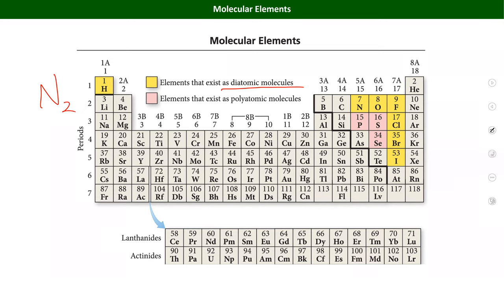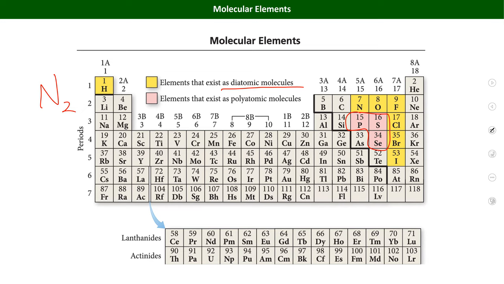And frankly, all nonmetals do this, but a lot of them don't necessarily have predictable structures that they form. So these three that are in the pink here exist as polyatomic molecules, but I'm not going to have you memorize what they are because they vary a little bit. For instance, elemental phosphorus can be white phosphorus, red phosphorus, or black phosphorus. And there's even another form called violet phosphorus. They're all pure phosphorus, all phosphorus in its elemental state. But they all have different numbers of phosphorus atoms in these molecular structures.